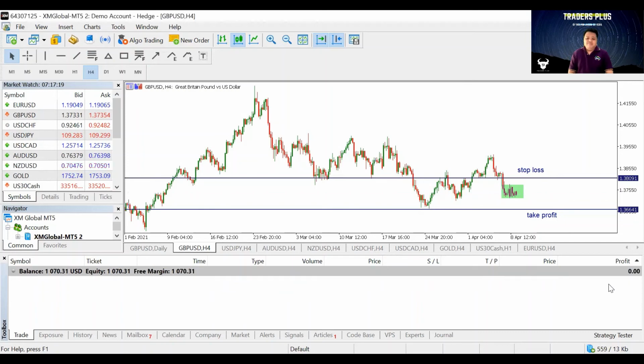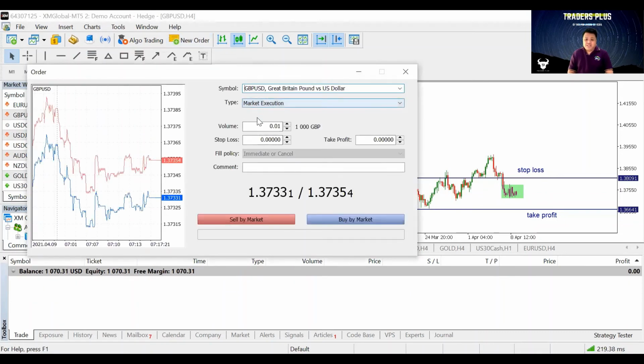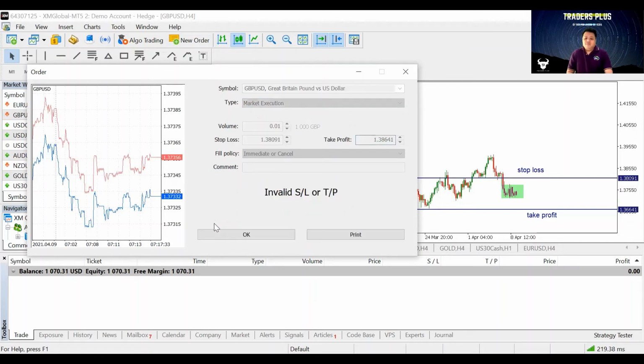Okay, or pwede rin naman ganito. Tanggalin ko ulit. Sa new order mo pa lang, okay, naka-market execution ka, 0.01 yung volume mo, then lagyan mo na ng stop loss at take profit. So, lagyan mo na 1.38091 and then your take profit, 1.38641. Sell. Okay, invalid. Why?